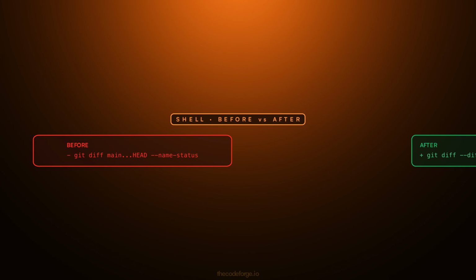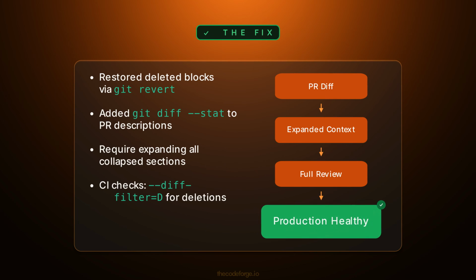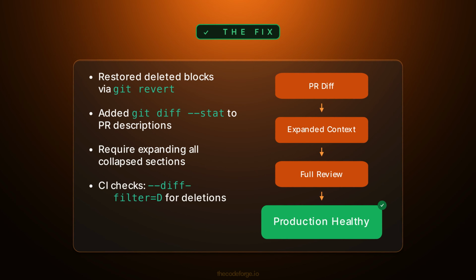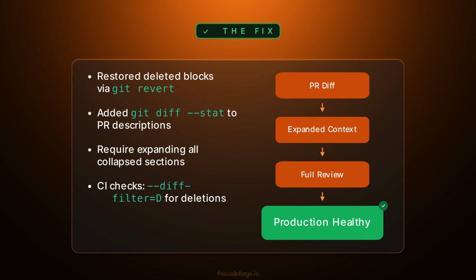The default Git Diff context of 3 lines hid 20 lines of deleted error handling in the payment handler API, causing unhandled exceptions in production. The fix was immediate. Restore the deleted error handling via git revert. Then they added process changes. Require git diff --stat in every PR description, instruct reviewers to expand all collapsed diff sections, and add a CI check using --diff-filter=D to warn about deletions. This prevents the same incident from happening again.